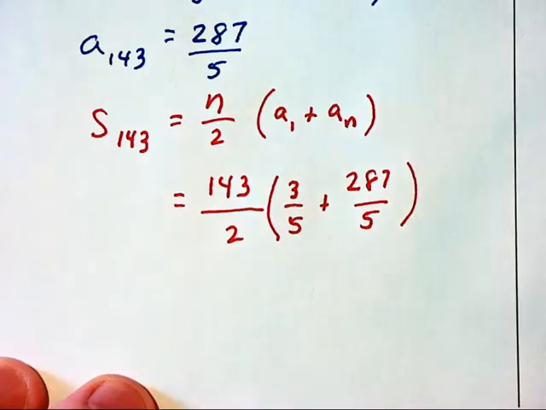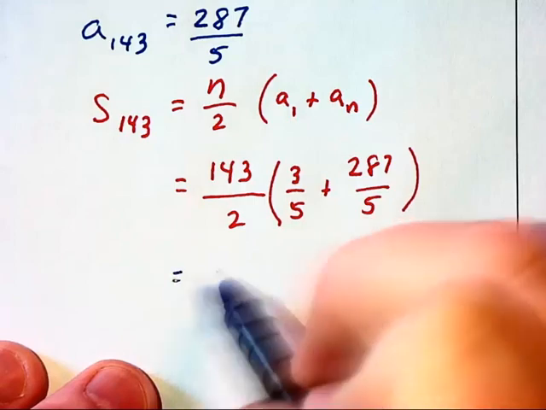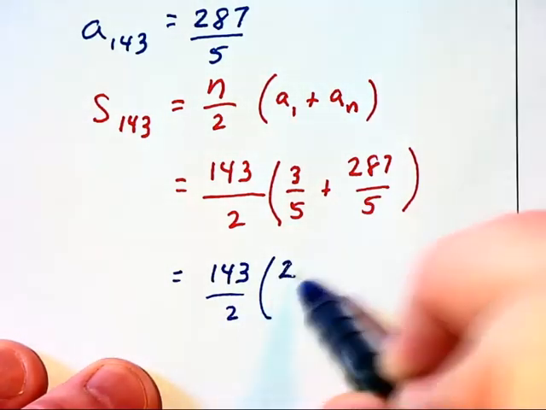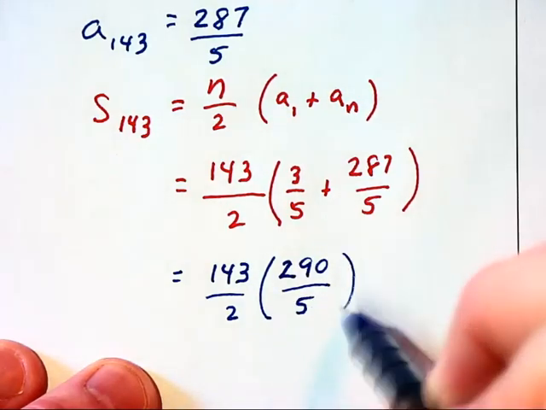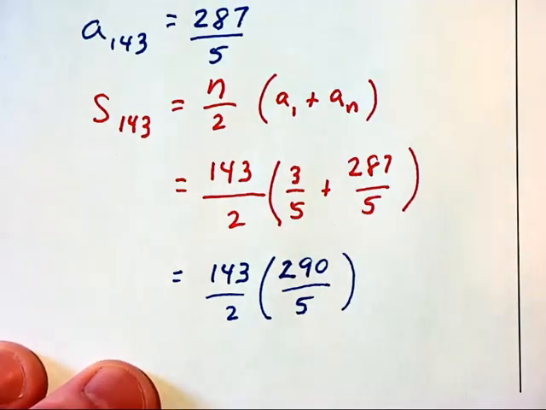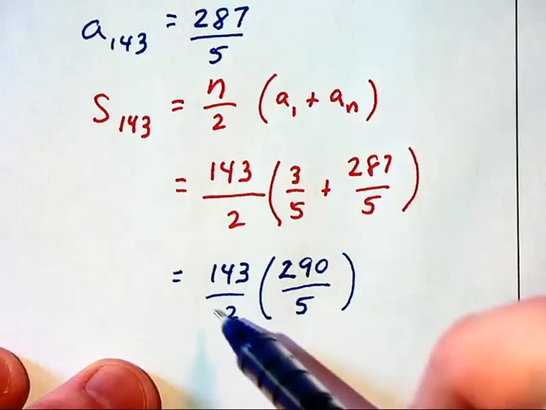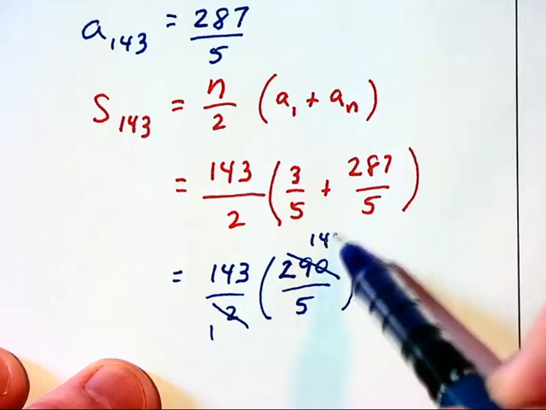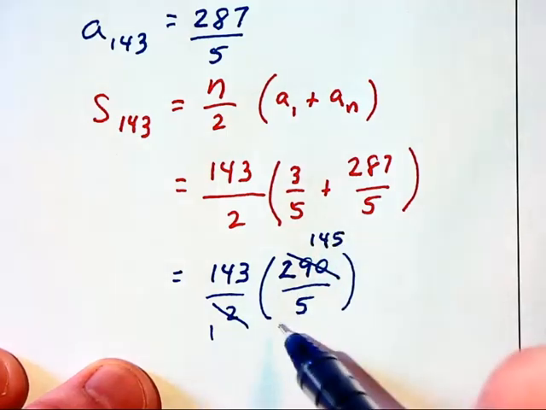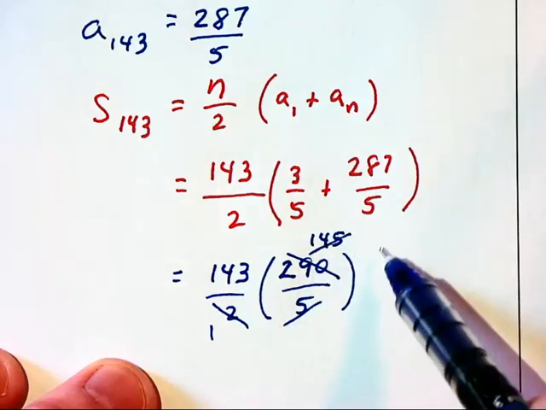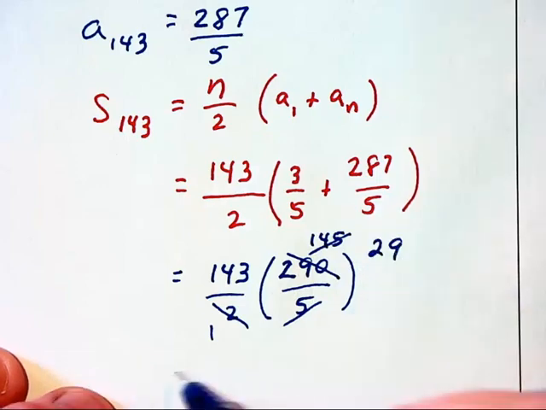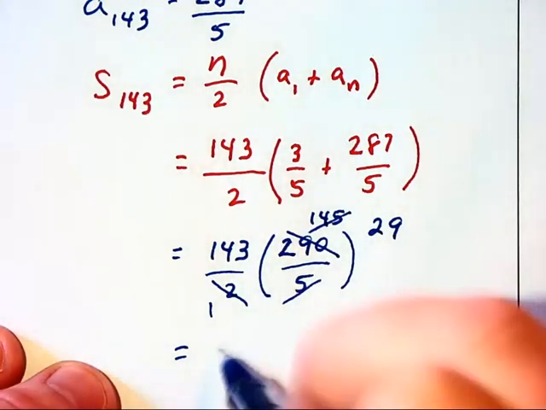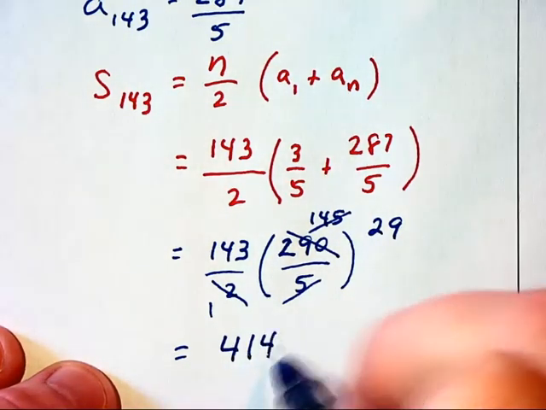Okay, let's combine together now. That's going to be 143 over 2 times 290 over 5. You can multiply directly if you want to, or you can maybe cancel the 2 and the 290. That will give you a 145. Then you can cancel the 5 and the 145. That goes in 29 times. And all you really have left is 143 times 29, which is 4,147.